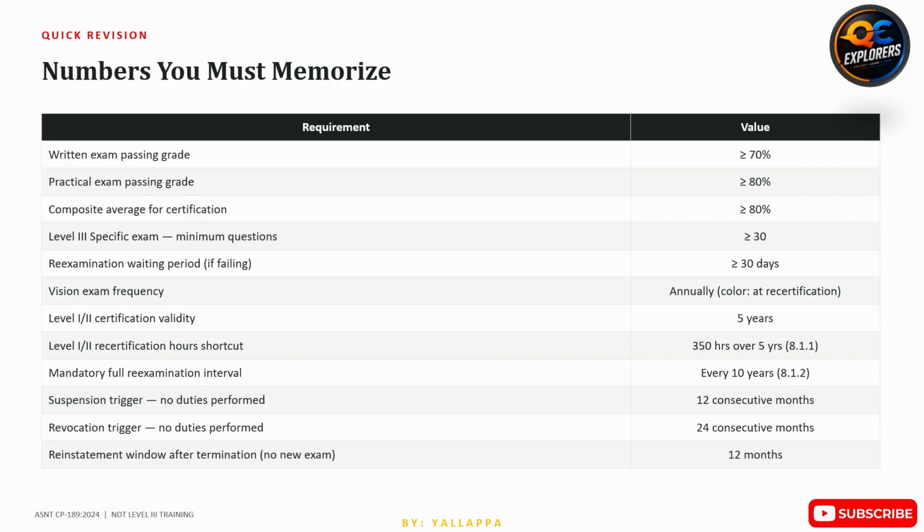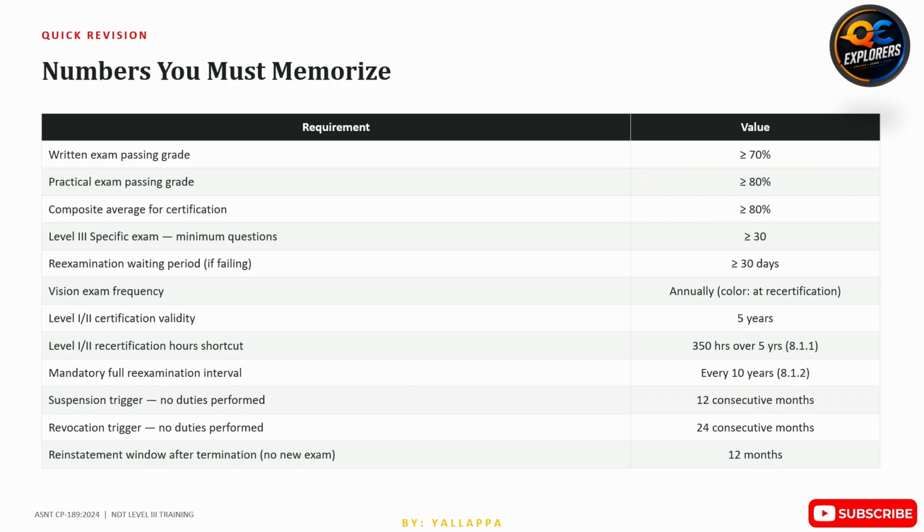The next important number is 80%. This value appears twice in CP-189. First, the practical examination requires a minimum passing score of 80%. Second, the overall composite average across all required examinations must also be at least 80% before certification can be granted. Many candidates remember one of these requirements but forget the other. For the examination, always associate 80% with both the practical examination and the composite average.